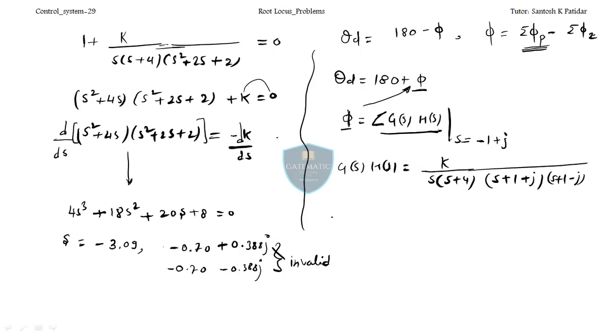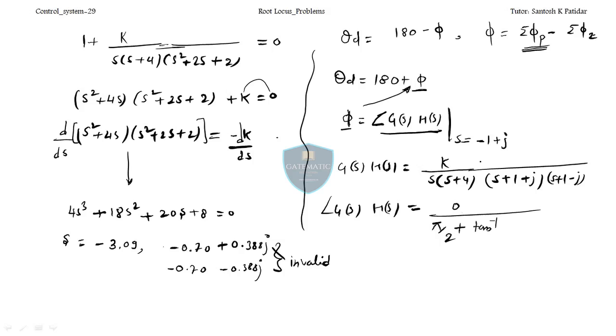Now let's find out the angle of this, the angle of G(s)H(s). The angle provided by the numerator is 0. This is pi by 2 because tan inverse infinity. What about this? These are all in multiplication, so you can add them. This will be tan inverse.